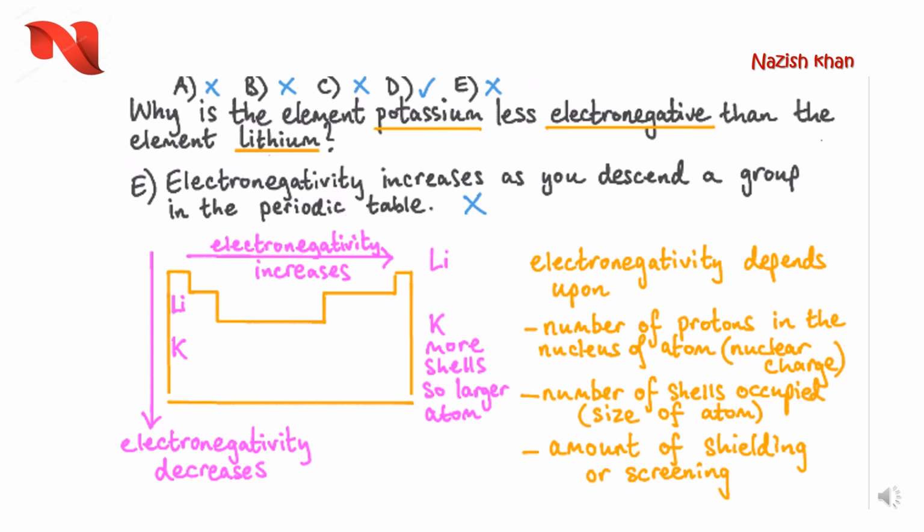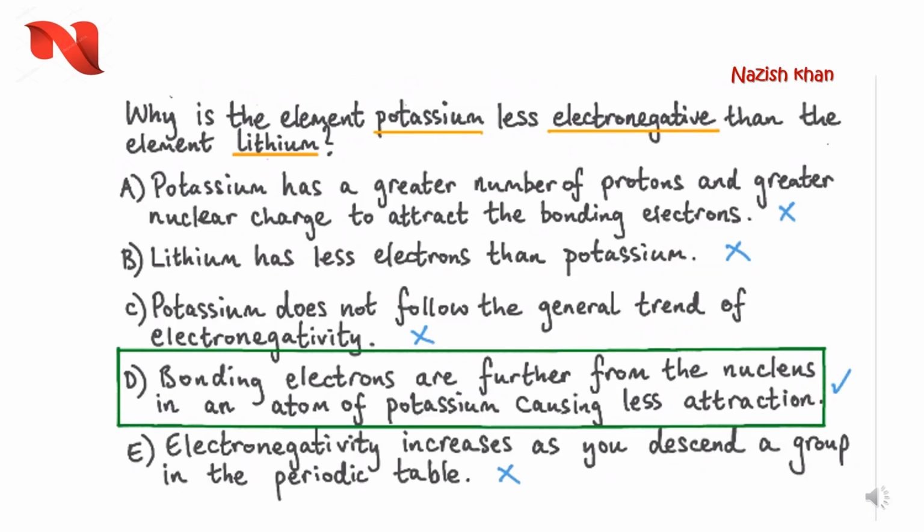Statement E offers a full statement. Electronegativity does not increase as you descend a group in the periodic table. Statement E does not offer an explanation either, so it's not the correct answer. So Statement D is the correct answer.